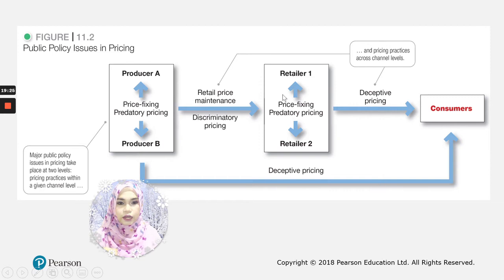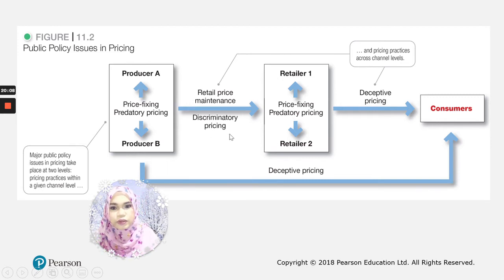Then of course, as you produce, you will typically sell to the retailers. It will also incur whether to use price fixing or predatory pricing as well, because retailers also want to gain profit and don't want other retailers to sell. And then there could be some retail price maintenance. Some could also incur discriminatory pricing. Retail price maintenance is practiced across channel levels, and so is deceptive pricing. Later I will go to deceptive pricing.